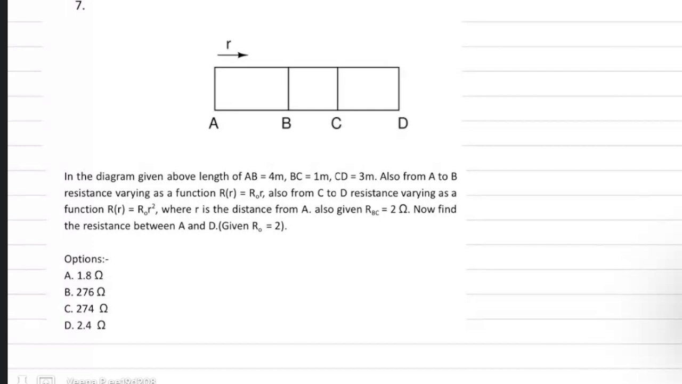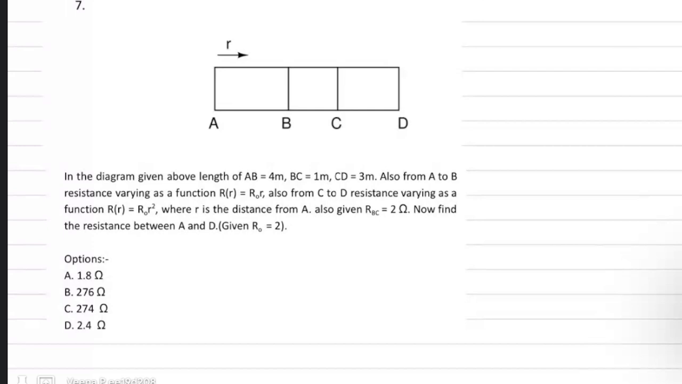So this is nothing but A is 0, the point B is 4, R0 is 2 times r dr. So from 0 to 4, 2 you take outside, r dr is r square by 2. So this is r square by 2 in the interval 0 to 4. This comes out to be 16 ohms. Now RBC is fixed at 2 ohm. This is 2 ohm, already given.